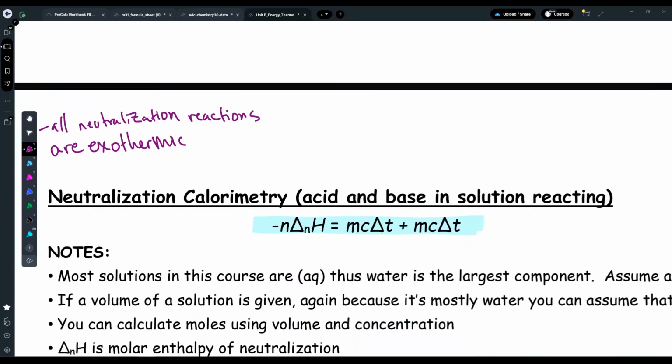Okay, now with this formula here, once again, this isn't in your data booklet, so you are going to have to memorize it. Basically, any formula that we do talk about, you are going to have to memorize, because there's not much in the way of formulas given in your Chemistry 30 data booklet.